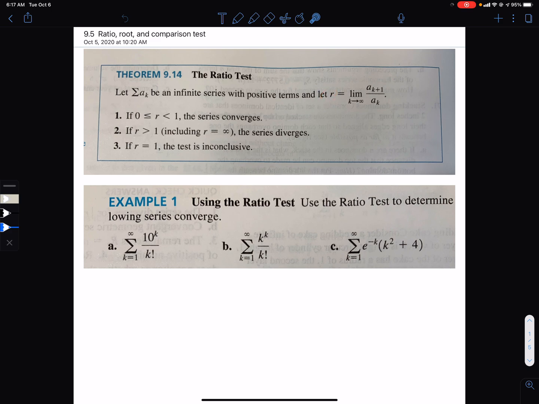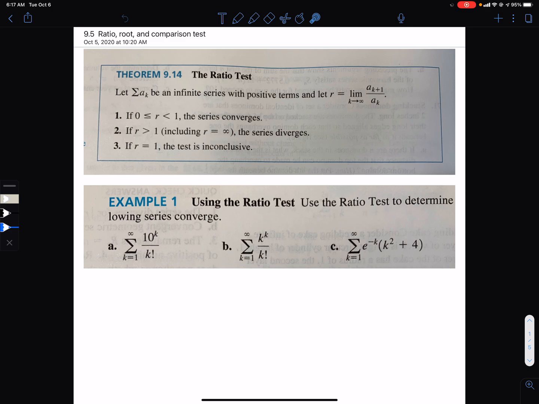Now, if r is anything between 0 and 1, including 0, then the series converges. If it's bigger than 1, then the series diverges. And if it equals 1, then you don't know. The test hasn't given you any information, and you have to find another test.